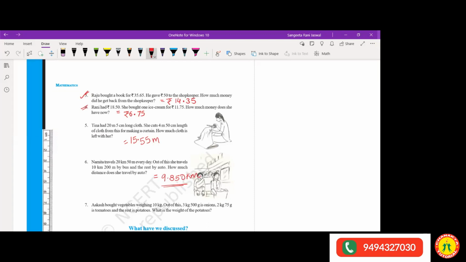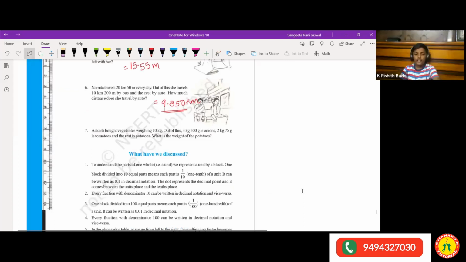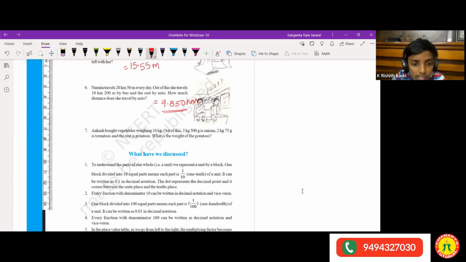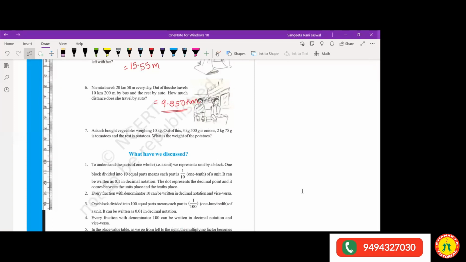Okay, now another question, the last question. Rishit, read the question. Akash bought vegetables weighing 10 kg. Out of this, 3 kg 500 grams is onions, 2 kg 75 grams is tomatoes, and the rest is potatoes. What is the weight of the potatoes?